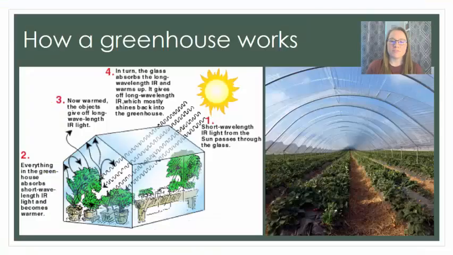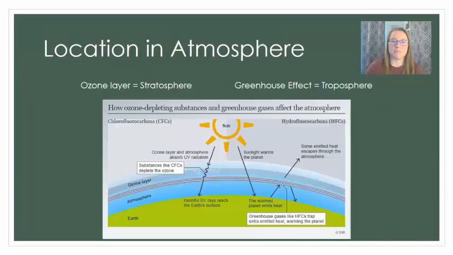Now, a greenhouse effect works much the same way as a traditional greenhouse that's used to grow plants. So the sunlight is able to go through the glass, and that warms the surface of the objects inside of the greenhouse, but that glass does not allow all of the heat to escape. So that causes the inside of the greenhouse to be warmer than the area outside of the greenhouse.